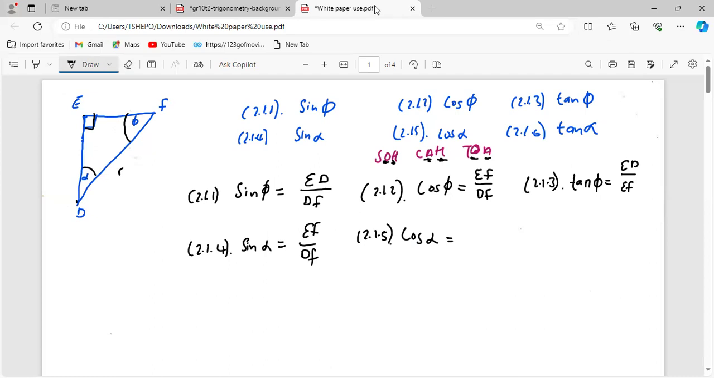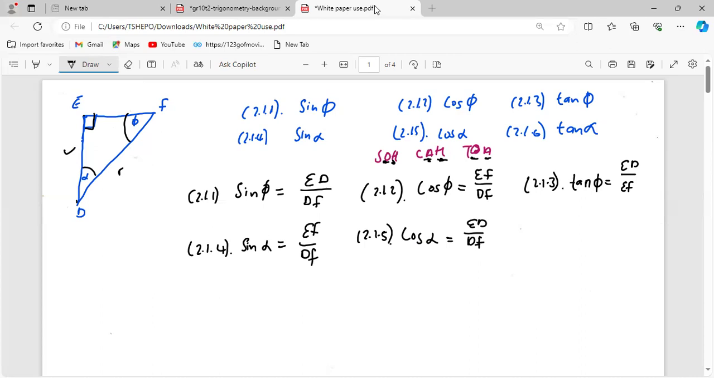So meaning our adjacent will be ED, which is this side over here, which is not even opposite to 90 degrees. It's just adjacent to angle alpha. So that means cos alpha will be adjacent over hypotenuse. Our adjacent is going to be ED. And then our hypotenuse, which is R, is going to be DF.